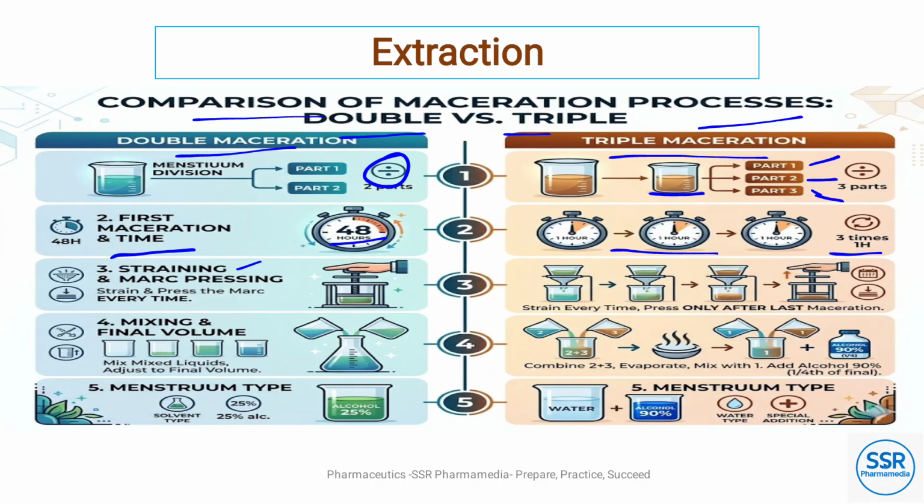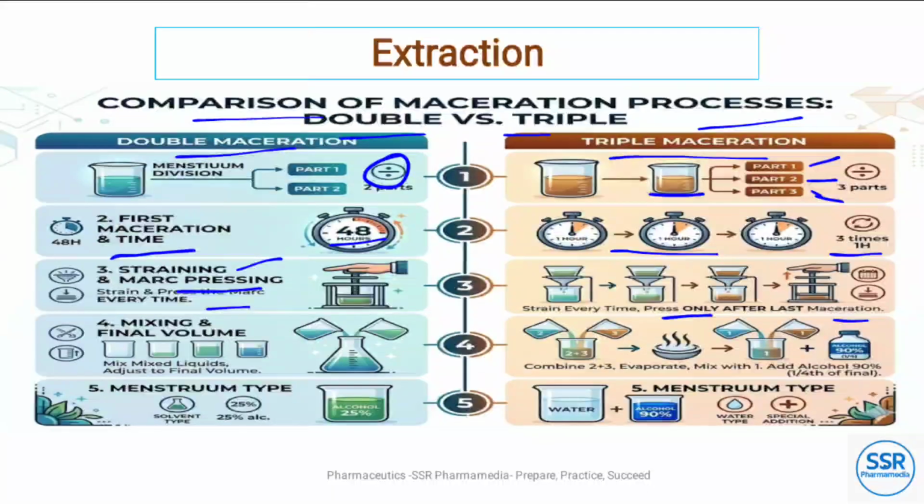Next, straining is done under the double maceration. In the straining, the marc is pressed, and we strain and press the marc every time. Under the triple maceration, the straining is done every time, but the marc is pressed only after the last maceration process.